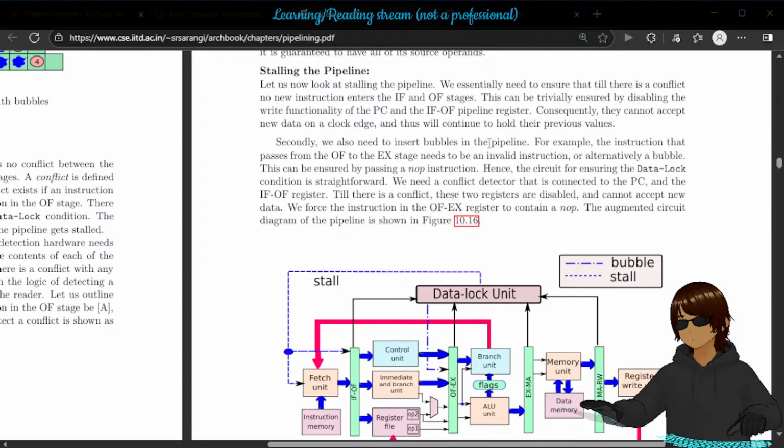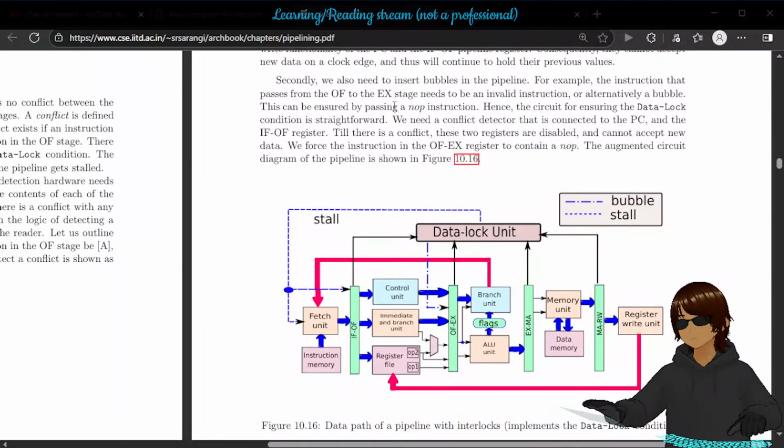Second, we need to insert bubbles in the pipeline. For example, the instruction that passes from the OF to the execute stage needs to be an invalid instruction, or alternatively a bubble. This can be ensured by passing a nop instruction. Hence, the circuit for ensuring the data lock condition is straightforward.